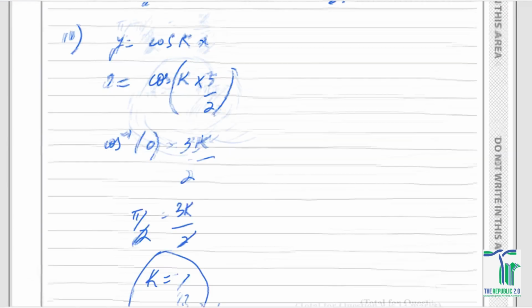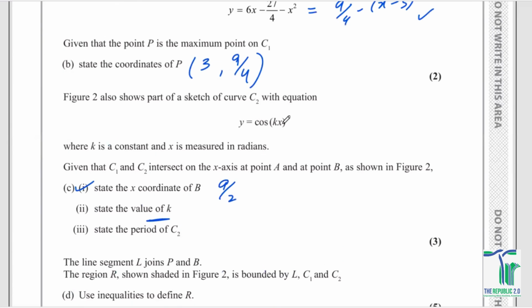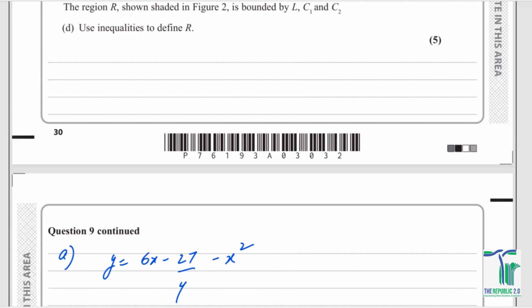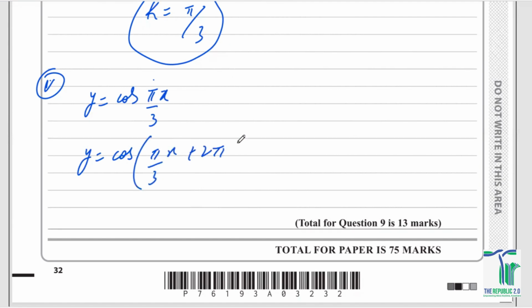And once we've got the value of k, he's asking us to calculate the period of C2. So I'm just going to rewrite this equation. Everybody knows that the period of cos x is 2 pi. So for the fifth part, y equals cos kx, where k comes out to be pi by 3. So that equation would become cos pi x upon 3. Now, we know that whatever the cos function is, pi upon 3 x, it has to be added into 2 pi, because the period of cos is 2 pi.